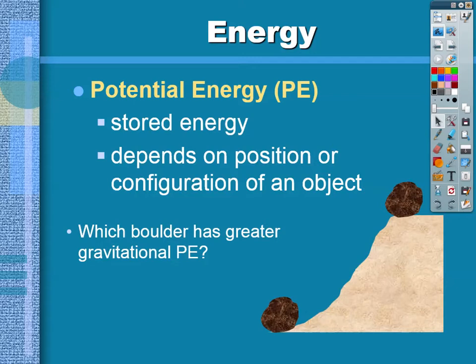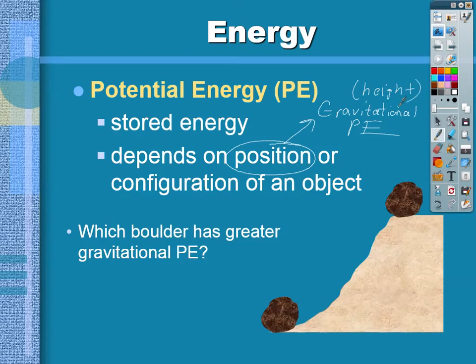The other way we look at it is potential energy will depend on the position or configuration of the object. In this unit, we are primarily going to be looking at the idea of the position of the object, and what we call that is gravitational potential energy. This is one that's based, as we can see with my example here, on height. How high up is the object?